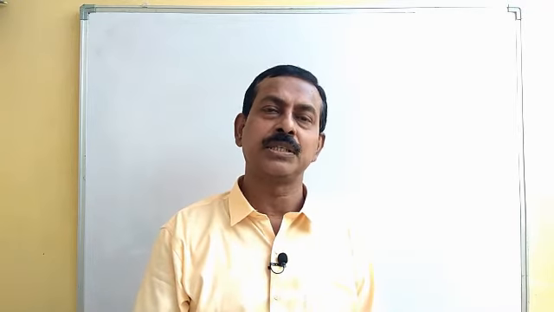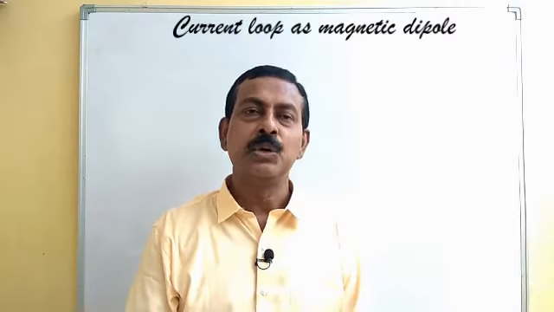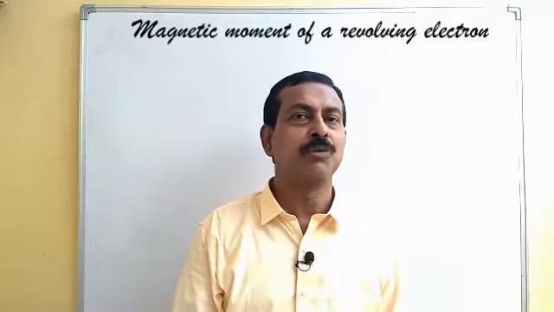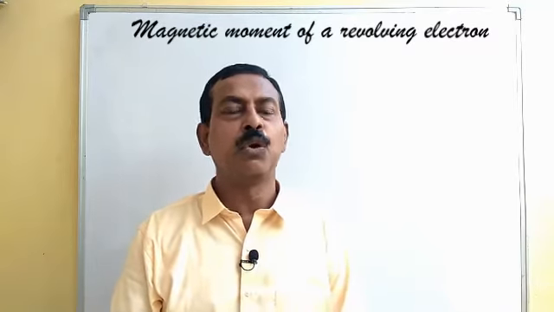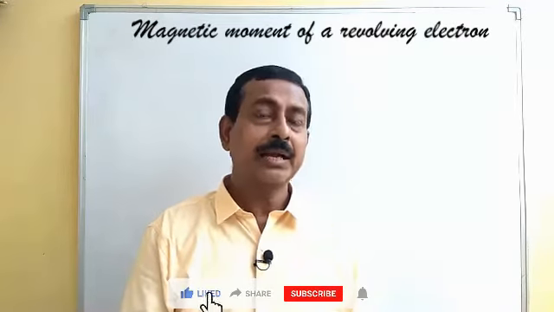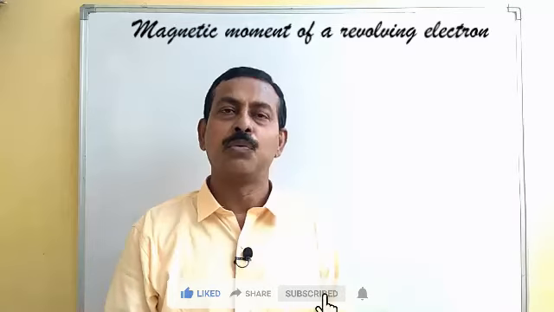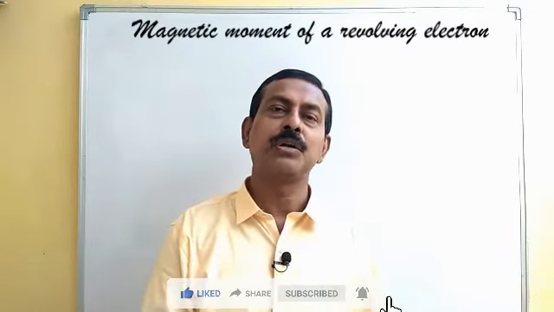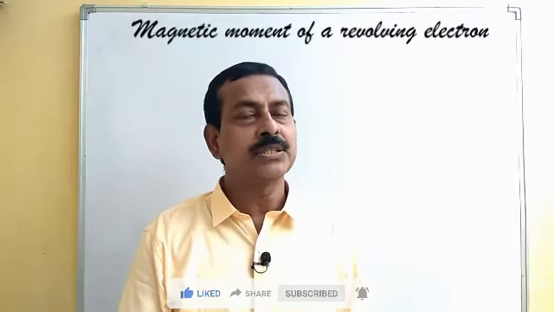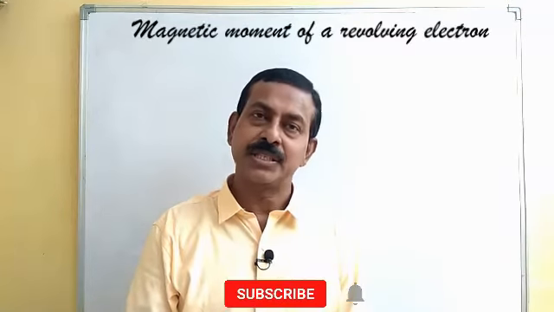Today we are going to discuss current loop as a magnetic dipole. After that, we'll try to find out expression for magnetic moment associated with a revolving electron. We'll also see the relation between orbital angular momentum and magnetic dipole moment of a revolving electron. We'll try to find out expression for Bohr's Magneton and also what is its importance. So all these we'll be discussing in today's discussion.